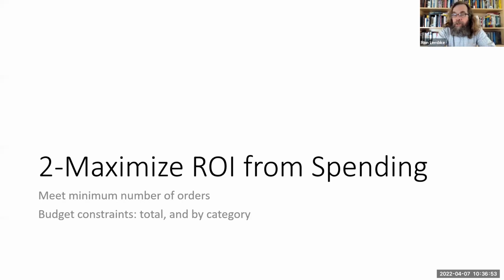In this video, we are going to talk about another kind of linear program, another advertising mix problem. In this one, we will be trying to maximize our return on investment from the spending that we're doing. And we'll have a target, a constraint of meeting a certain minimum number of orders, and then we'll have constraints on how much we can spend in different categories.